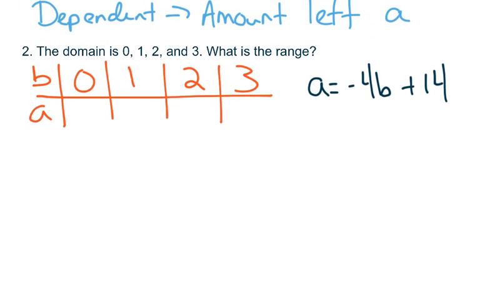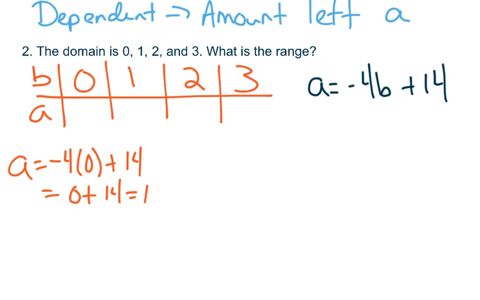Okay, we're going to use that function. Again, we're going to plug and chug these 4 b values into this function, and then we'll come up with our a values, and then we can write our range. Okay, so let's start with 0. So we got a equals negative 4 times 0 plus 14. Negative 4 times 0 is 0, plus 14 is 14.